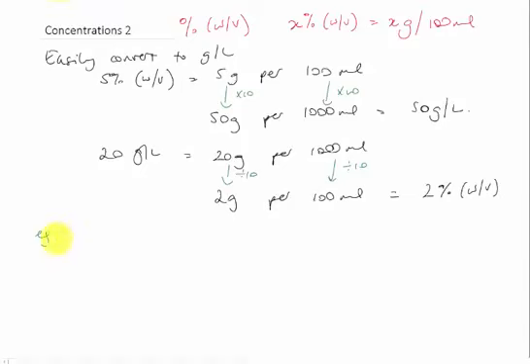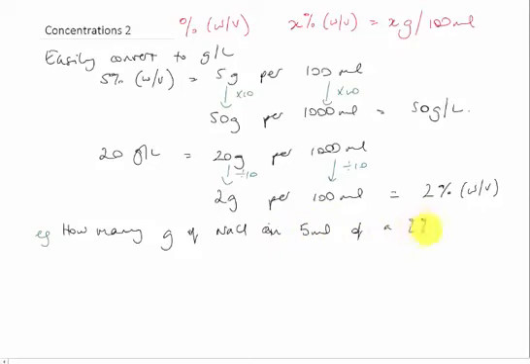So let's just have a quick example of a problem you might be given. So how about how many grams, so what weight of NaCl are there in 5 mils of a 2% weight per volume solution? So what would you do here? You'd write down first of all that 2% weight per volume is the same as saying 2 grams per 100 mils.